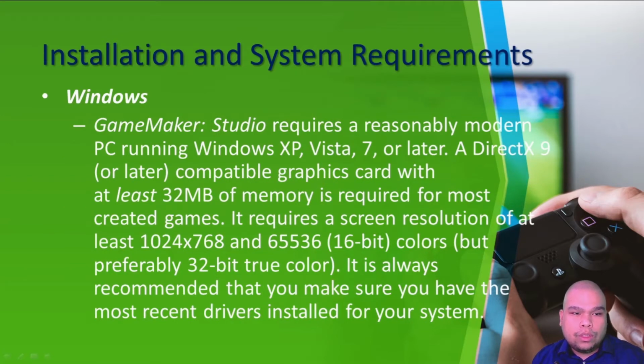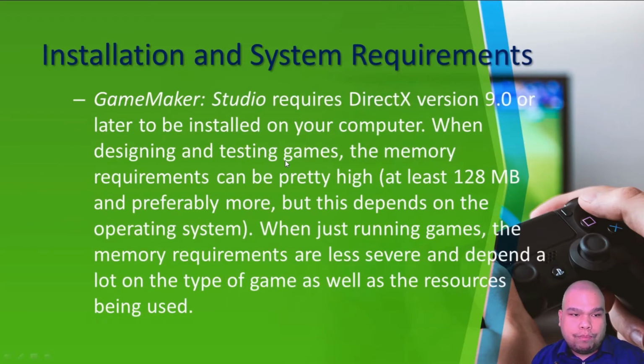First, for Windows, GameMaker Studio requires a reasonably modern PC running at least Windows XP, Vista, 7 or later. A DirectX 9 or later compatible graphics card with at least 32 MB of memory is required for most created games. It requires a screen resolution of at least 1024 by 768 and 16-bit color, but 32-bit color is preferred. It is always recommended that you make sure you have the most recent drivers installed for your system.